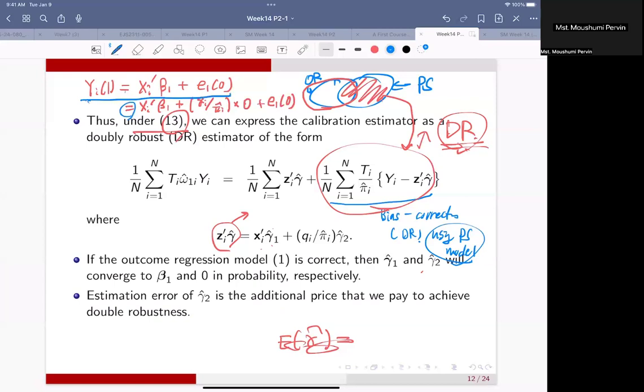if this is a true model, and if we fit the augmented model, then the regression coefficient in the augmented model will converge to the true model, right? So that means the true model. So what is the true coefficient? The true coefficient is this guy, beta 1 and 0. So that means beta hat 2 will converge to 0.